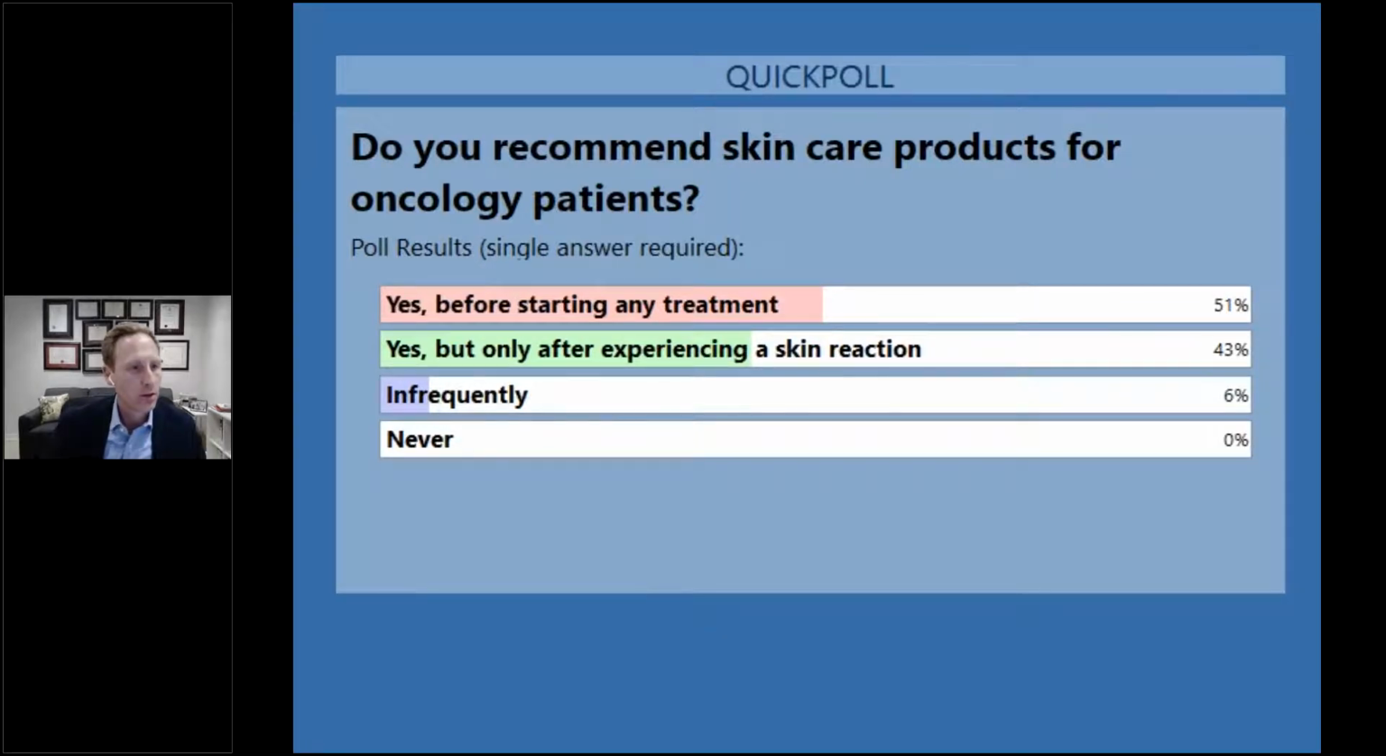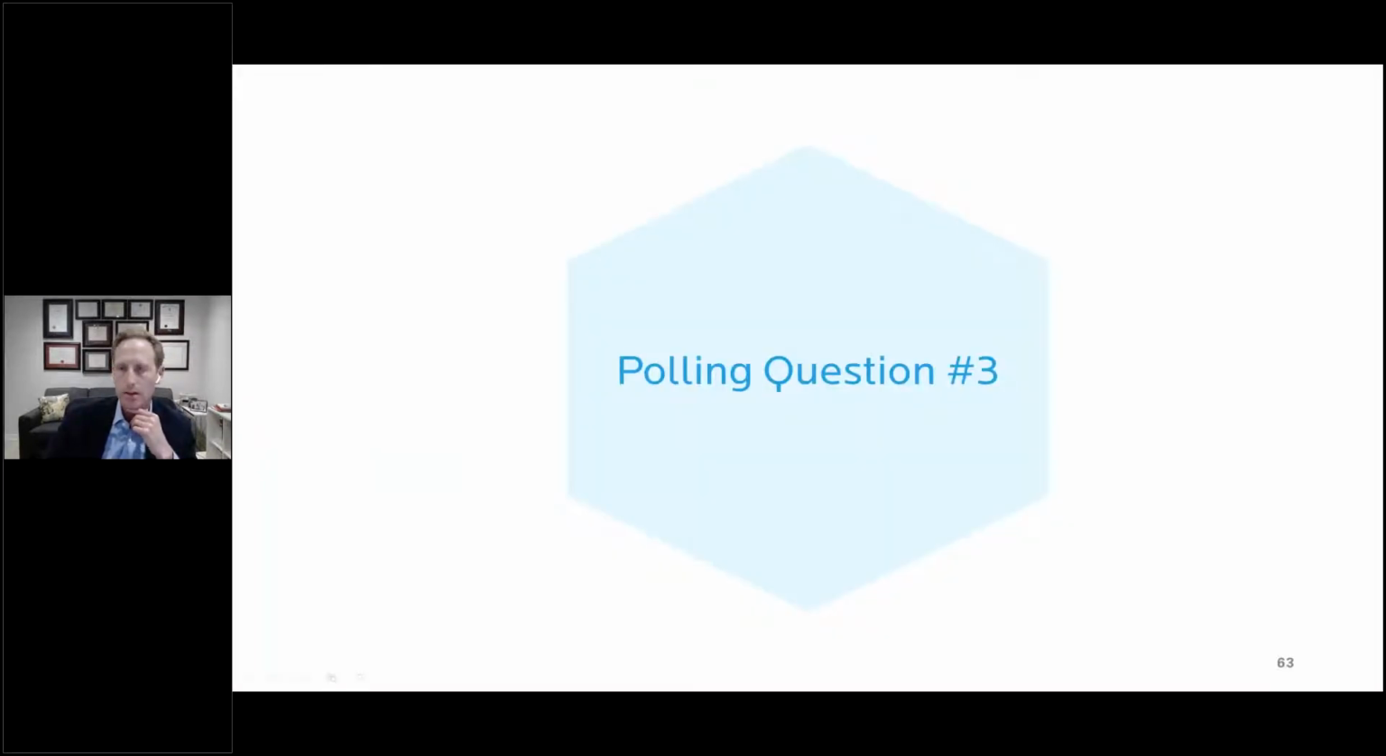All right, so the majority of people do recommend skincare products for oncology patients even before any treatment started. So that's fantastic. Let's try and build on that.